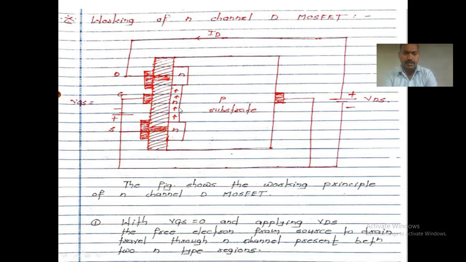So what happens when VGS equals 0, the size of the channel is more. When we increase the gate to source voltage more negative, in that case the size of this channel should reduce.